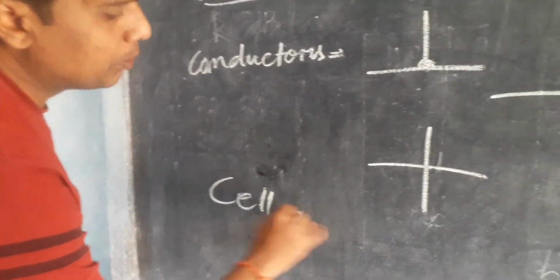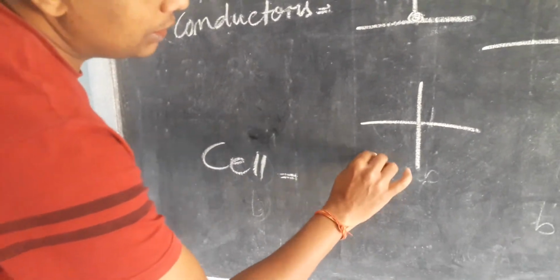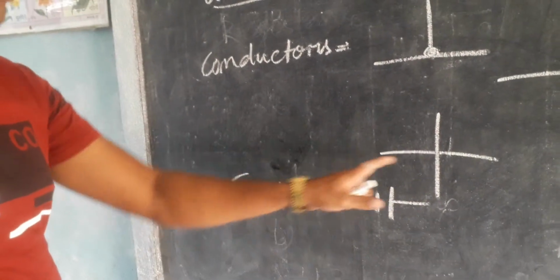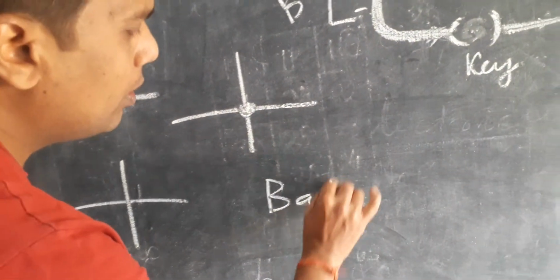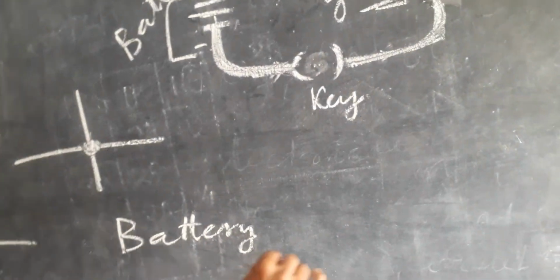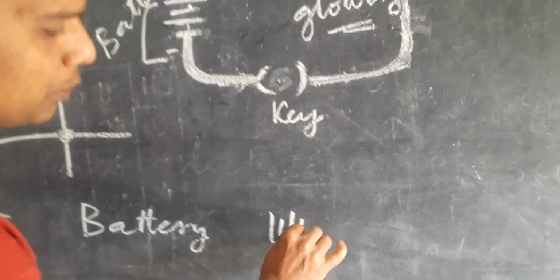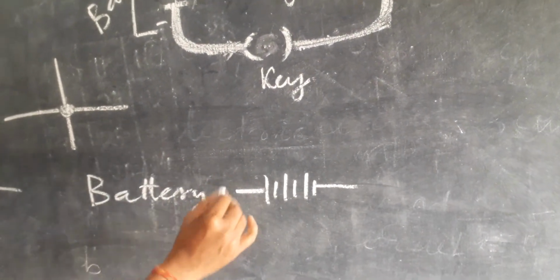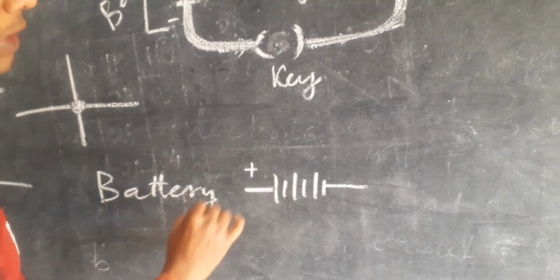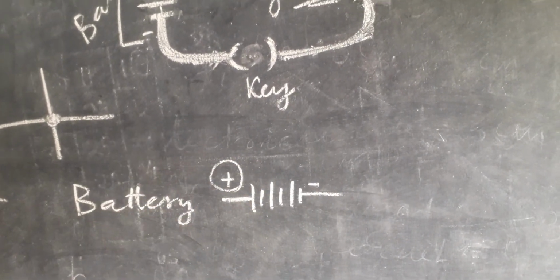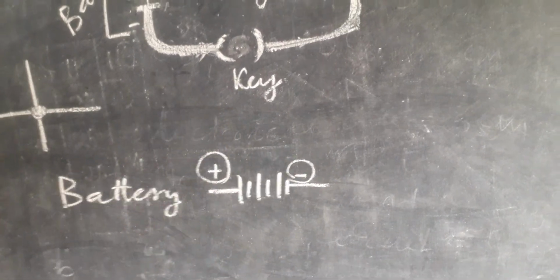For a cell, you have to use this symbol. This is for cells. Suppose we are using a battery. Battery means there are many cells. So in this case we can use symbols like these. We can also use positive and negative signs. That means this is the positive terminal and this is the negative terminal.